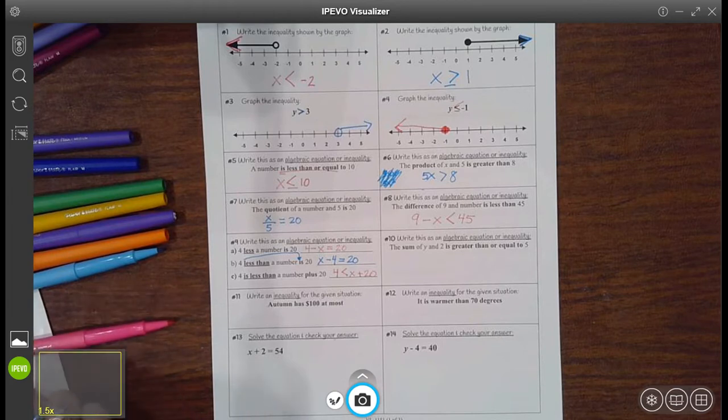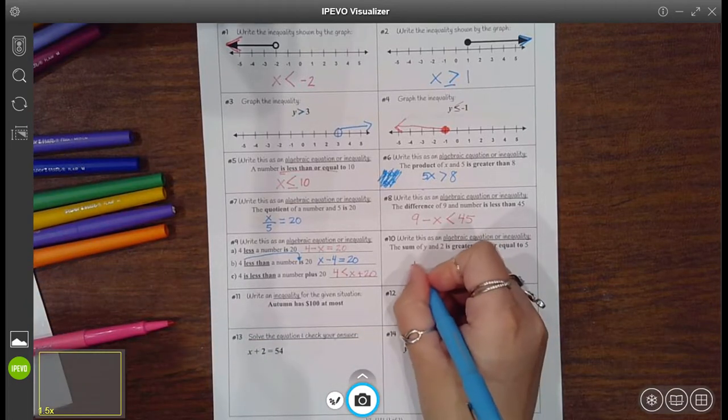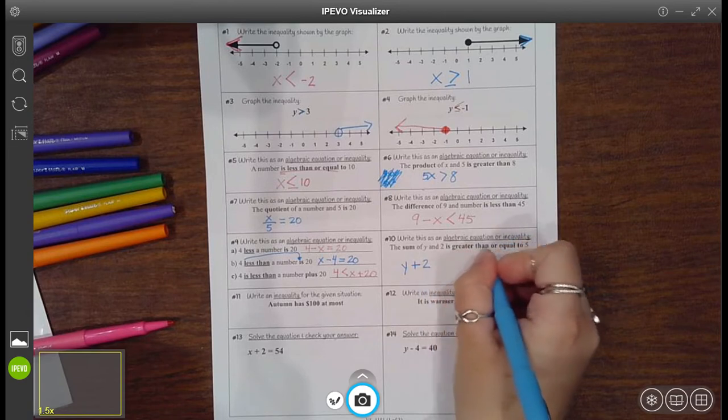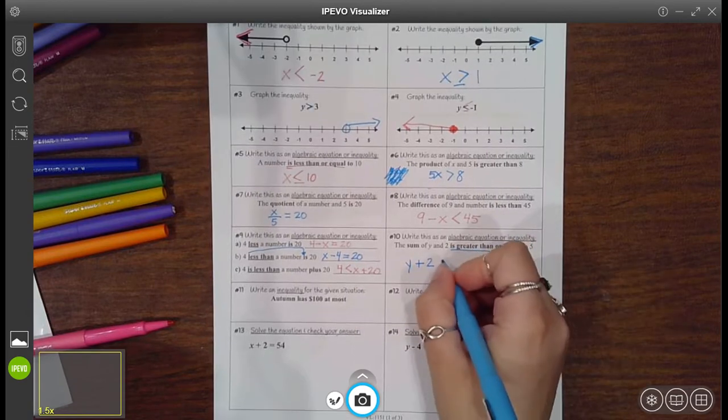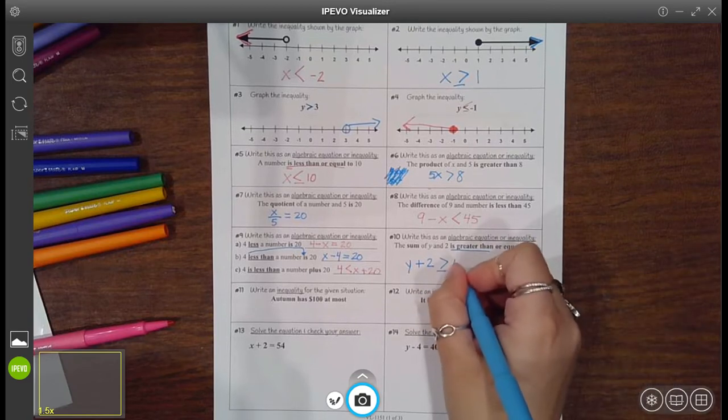All right. The next one says, write this as an algebraic equation or inequality. And it says the sum, so plus, of y and 2 is greater than or equal to, so the line underneath, 5.